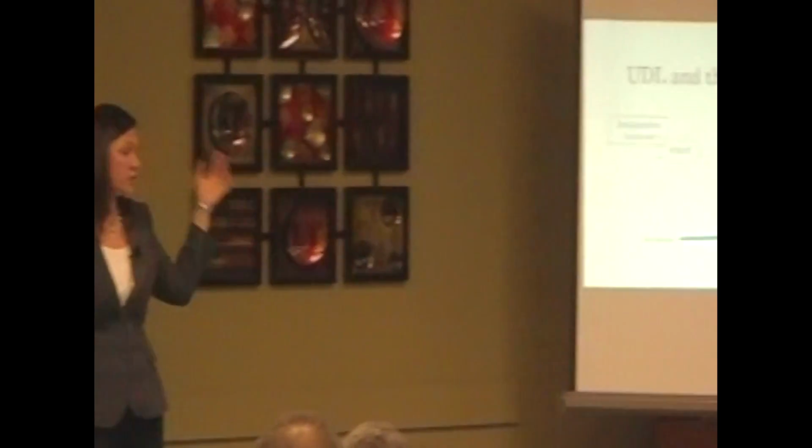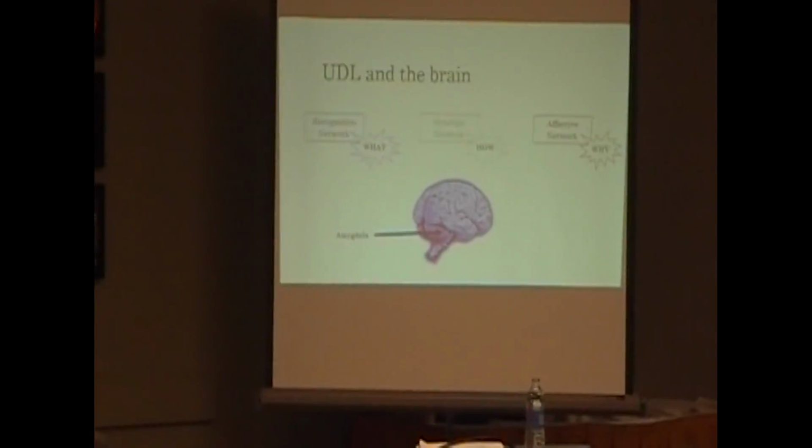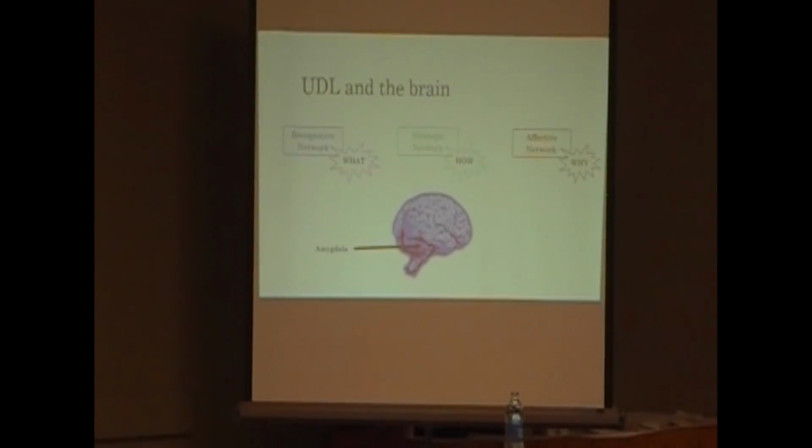So if one of those networks doesn't have what it needs, then the amygdala, which takes in all of the information, all of your information goes into your brain through the amygdala. If one of those things is missing, the amygdala gets stressed. And when it's stressed, it will send everything to the flight or fight center of your brain.